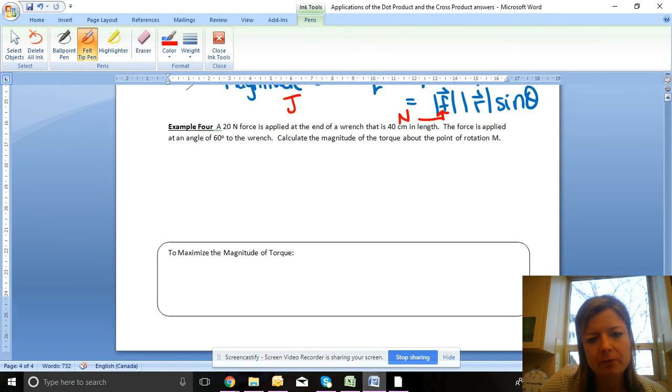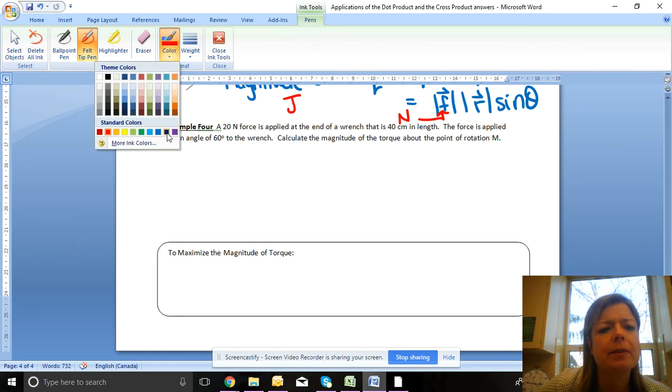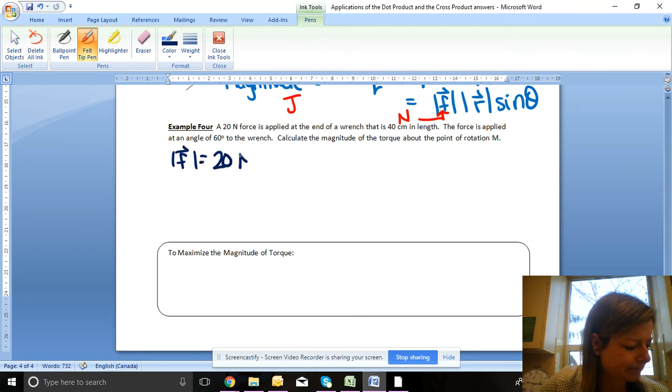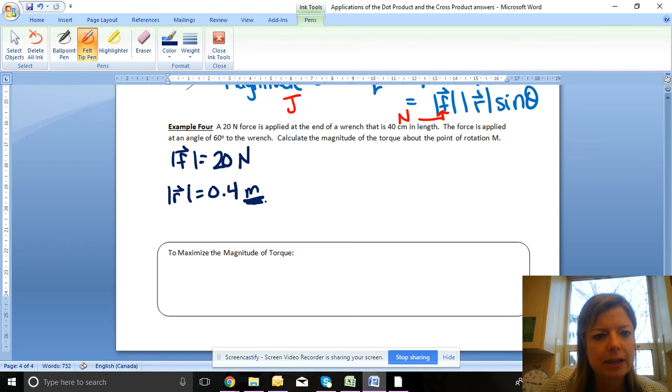So if you want to understand that formula more, again, like I said, you can go to page 413. I think that you'll get a better explanation reading it, or I can explain it to you in person, but this is what you're going to be required to know mostly for the context of this course. So a 20 newton force is applied to the end of a wrench that is 40 centimeters in length. So the magnitude of our force is 20 newtons, and the magnitude of our R vector is 0.4 meters. This has to be in meters. And our theta is 60 degrees. The force is being applied at an angle of 60 degrees.